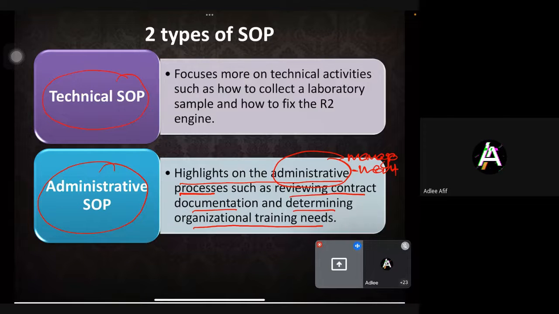So your biggest concern over here is going to be technical SOP. Why? Because it focuses more on technical activities such as how to collect a laboratory sample and how to fix the R2 engine. So since you are learning English for technical communication, this is what you are going to concentrate or focus more on, technical SOP, because it involves technical or technicalities, okay, issues on technicalities.